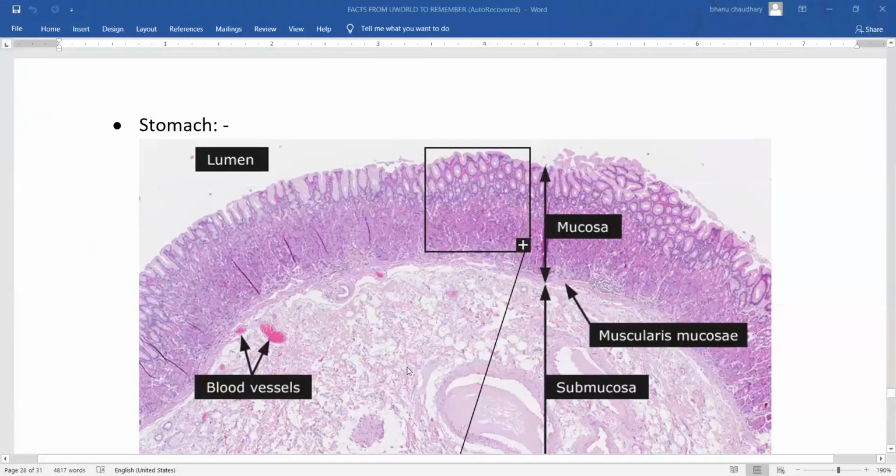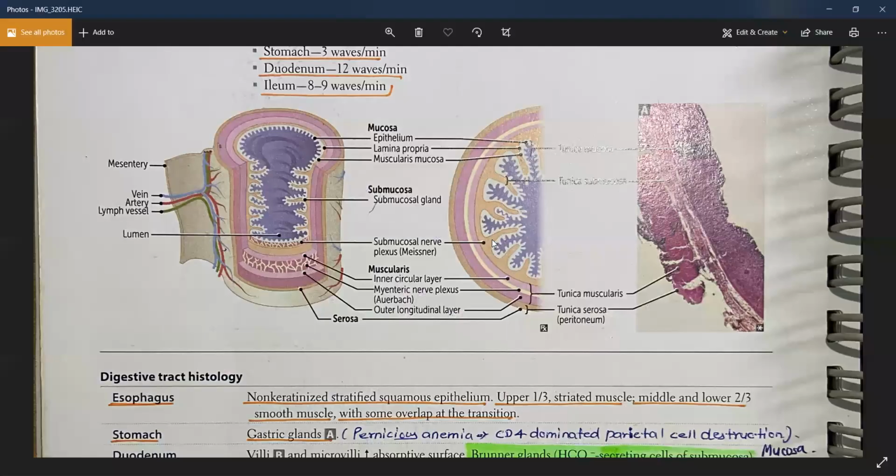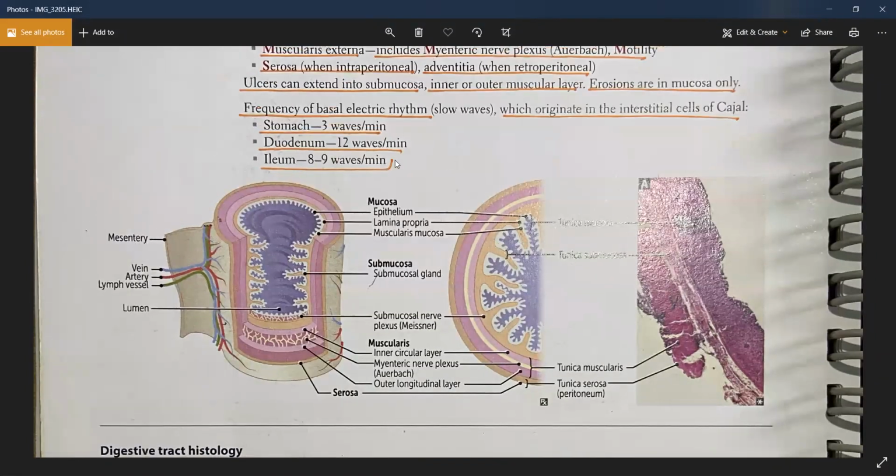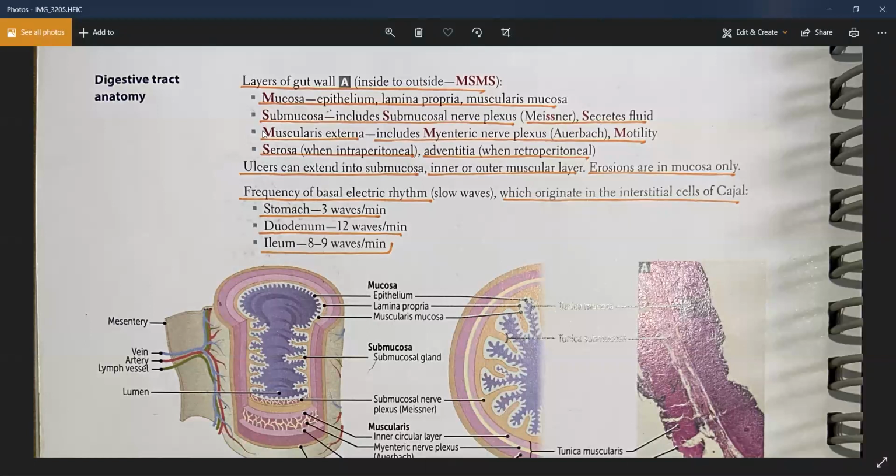So any doubt on the histology or the digestive tract anatomy so far? No, thank you. So we are back to this First Aid again. Submucosa, muscularis externa, and the serosa. You have the epithelium, and then you have this lamina propria. It is not a specific layer. In between every cell, you have the lamina propria. Very important.